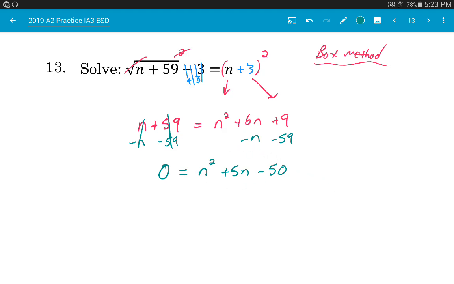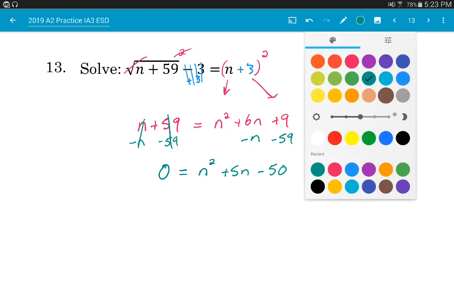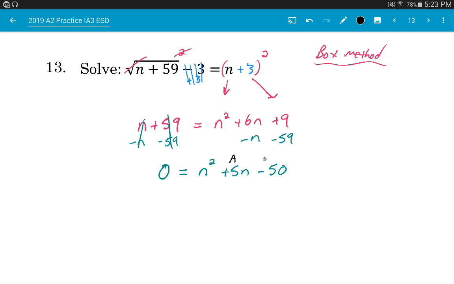And this, to me, looks like a and m factoring. So what adds to 5 and multiplies to negative 50? So let's see, negative 50 could be 10 times 5. Yes. And if it's positive 10, negative 5, that would add to 5. Perfect. This is n plus 10, n minus 5, equal to 0.